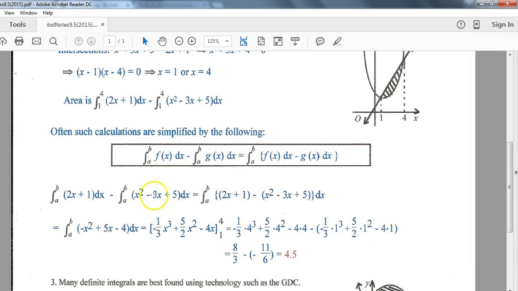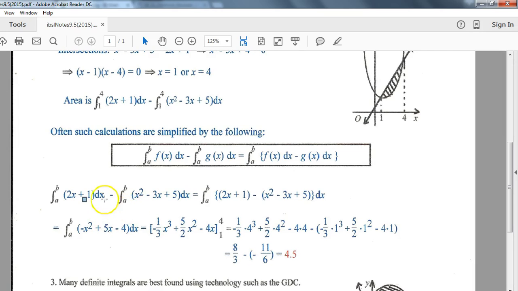So one option that you have, if you look at this one right here, if I'm going to go from 1 to 4, I can subtract first. I can do 2x plus 1 minus x squared minus 3x plus 5 and come out with one singular function, and then evaluate that function's integral from 1 to 4. And so that's an option. You can do that first. And that's what you're seeing on this. You can do them separately like you saw in the very first example, but this works too.